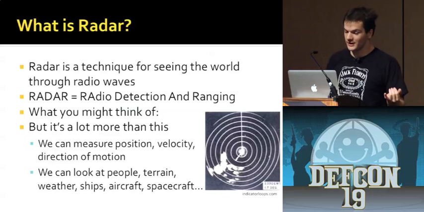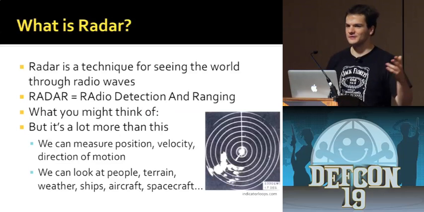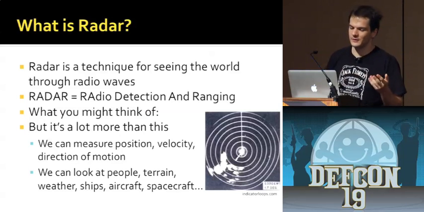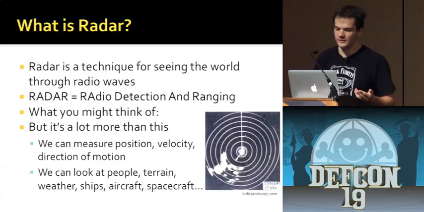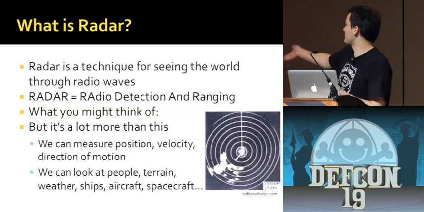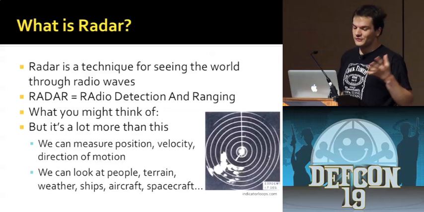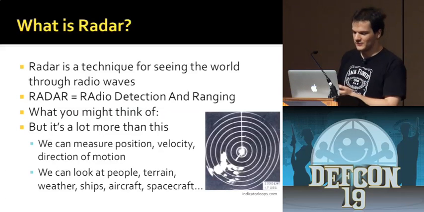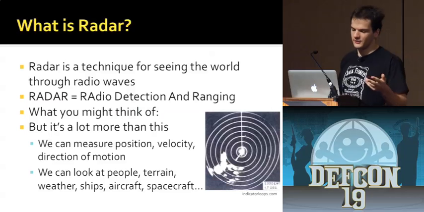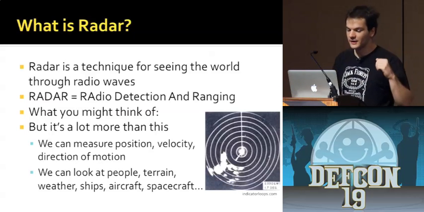Radar used to be an acronym, it's become a word. It stands for radio detection and ranging, and that's basically what it is. What you might think of traditionally is something like this weather radar from the 40s. That's the basic idea of what people think, but what you're measuring is essentially the position of something, the velocity of something, the direction of motion of something.